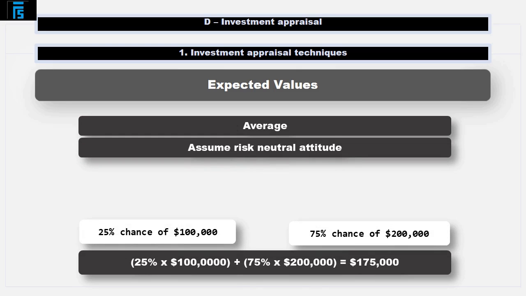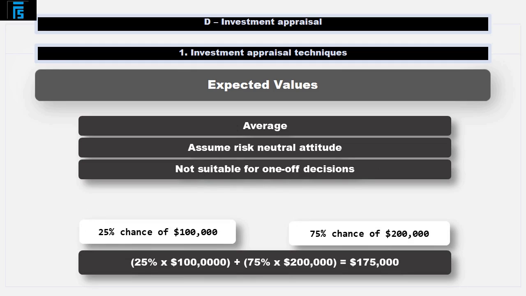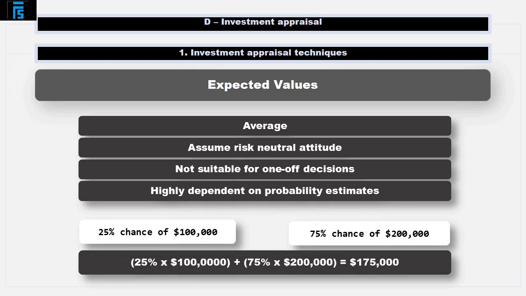This assumes a risk-neutral attitude. If the decision maker uses $175,000, from that point on they are no longer considering that sales could be as high as $200,000 or as low as $100,000. A little extreme perhaps, but imagine if the company will fail completely if sales were as low as $100,000. The decision maker, when using expected values, would therefore not be considering that there was a 25% chance of the company failing. Expected values are therefore a long-run average and are not suitable for one-off decisions. They're also highly dependent on the estimate of probabilities.